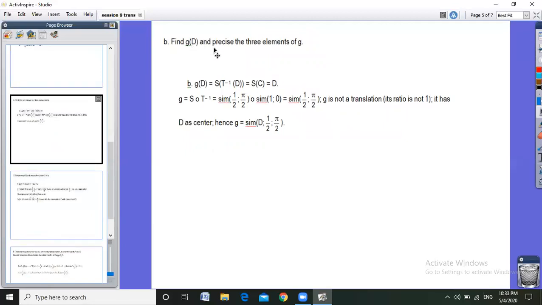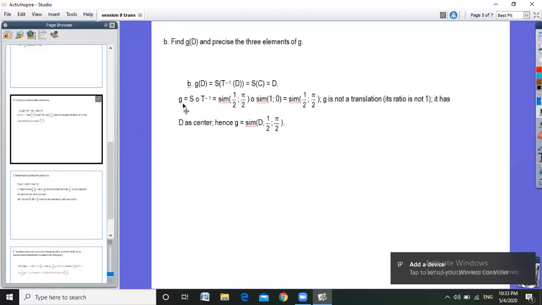Now find G of D and specify the 3 elements of G. G of D is S of T minus 1 of D. T minus 1 of D, since T is a translation, we get it is C. S of C is D, so we get G of D is D. Then, since G of D is D, D is the center of G.